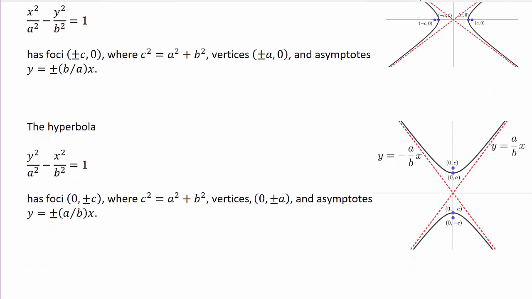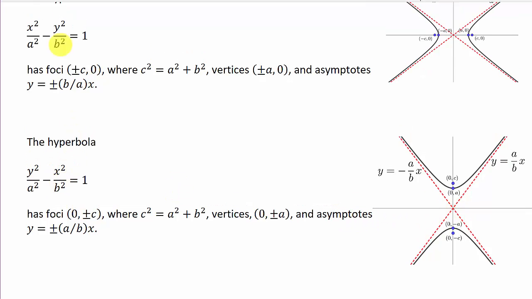Well, this is really the same thing, except notice the difference in this one and this one. We've got the y squared coming first: y squared over a squared minus x squared over b squared equals 1. So when that's the case, the hyperbola is going to open up and down, and the foci are at 0, plus or minus c, which are these points here and here, and then we have vertices at 0, plus or minus a, which is the point here and the point here, and the asymptotes are y equals plus or minus a over b times x.